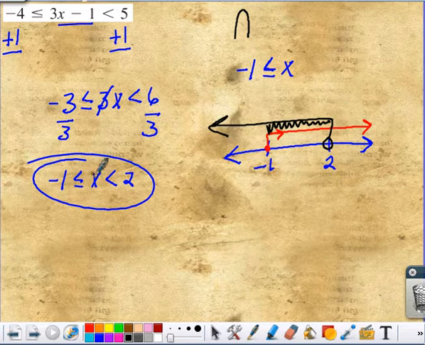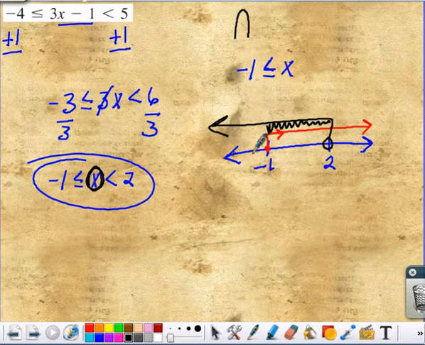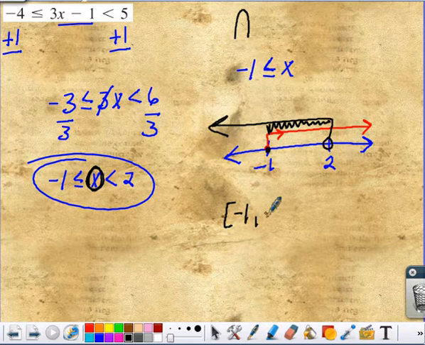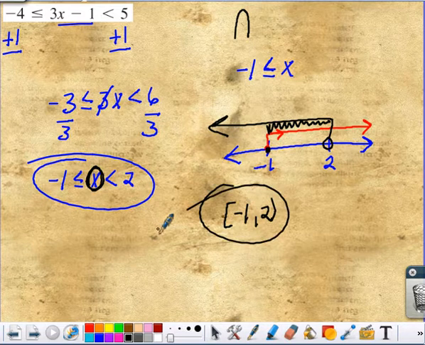Or you can, again, think of a sandwich as, if x is in the middle, it's between negative 1 and 2. It's all stuff from negative 1 up to 2. So solution set looks like this. All values from negative 1, including negative 1, up to 2, not including 2. Any questions? Been there, done that, right?